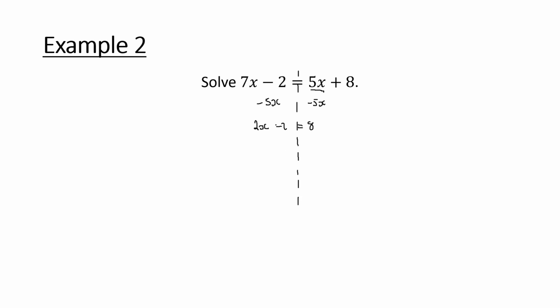So at the moment you've got 2x minus 2. So to get rid of the minus 2, you're going to add 2 to both sides. So you're left with 2x is equal to 8 plus 2 is 10. And then 2 times x, opposite of times, is divide. So divide both sides by 2, leaving you with x is equal to 10 divided by 2 is 5. So x is equal to 5 for this one.